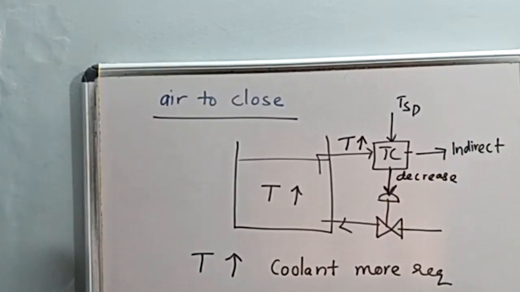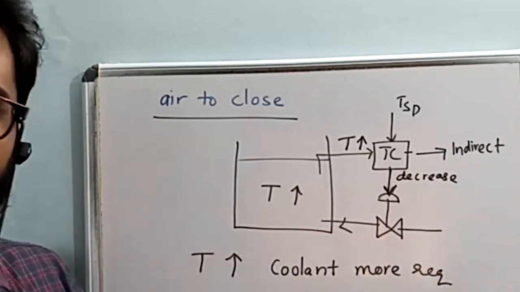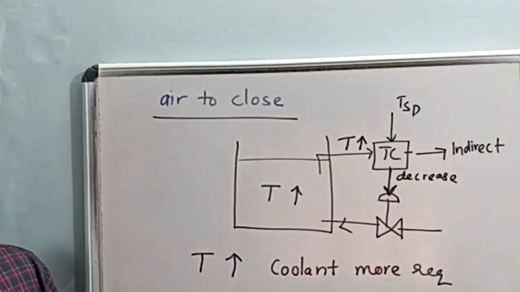I hope this is clear, right? So your temperature controller should be indirect acting and your valve is already... Your valve is already what? Direct acting, that is air to close.